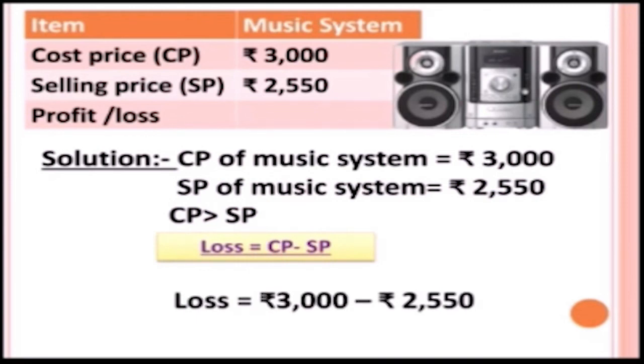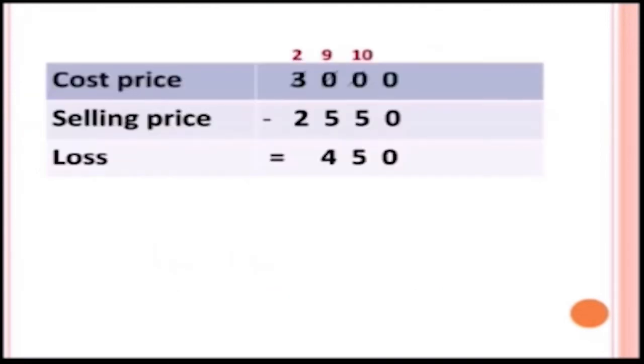Now we will put the value of CP and SP. So now here we will subtract the selling price from the cost price, right? So here 0 minus 0 will be 0. Then we cannot subtract 5 from 0, so we need to take borrow. After taking borrow, we have here 10. So 10 minus 5 will be 5. After returning the borrow, we have 9 here. So 9 minus 5 will be 4.